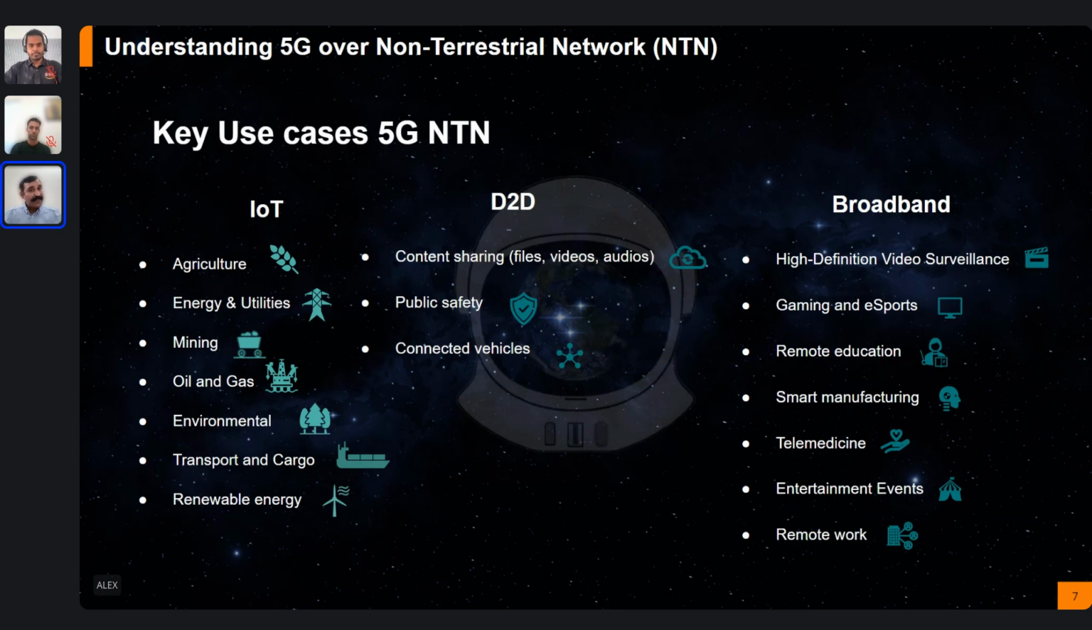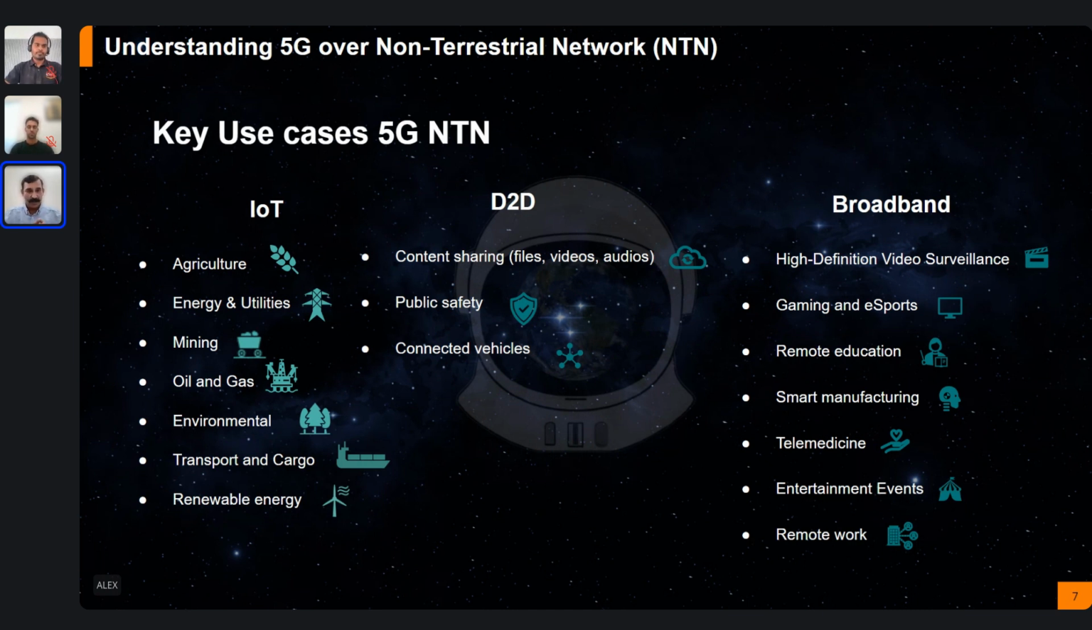Lastly, if you can see the key use cases in each area, in IoT, we can talk about agriculture, energy and utilities, mining, oil and gas, environmental, transport and cargo, renewable energies. All those use cases can be well served by 5G NTN.